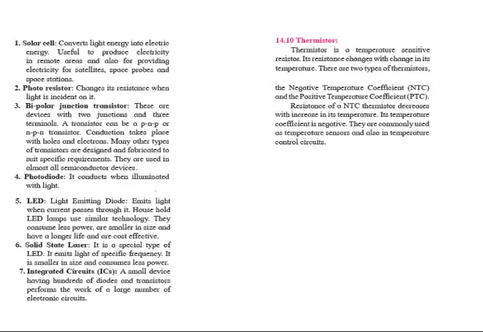As applications of semiconductors, we consider the solar cell, photoresistor, bipolar junction transistor, photodiode, light emitting diode, solid state laser, integrated circuits, etc. In a solar cell, light energy gets converted into electrical energy. A photoresistor changes its resistance when light is incident on it. A bipolar junction transistor has two junctions and three terminals. A photodiode conducts when illuminated with light.